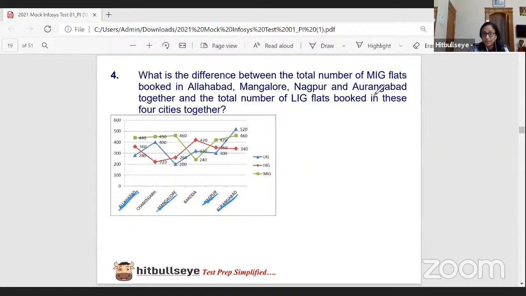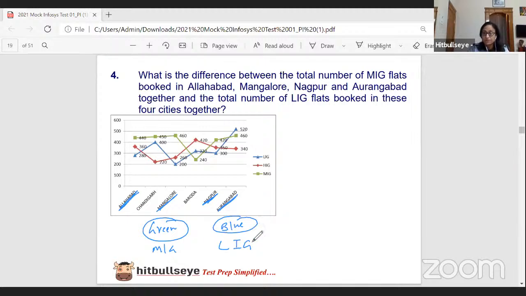For which? For MIG. MIG is for which color? MIG is the green figures. Okay. And they are saying, what is the difference between the total number of MIG flats booked for these and the total number of LIG flats booked in these. So they are not at least confusing you with the cities. They're keeping the cities same. First, they are talking about their MIG sum, and then they are talking about their LIG sum. That's it. LIG is which color? Blue color. So you have to read the green figures, add it up. You have to read the blue figures, add it up, and find their difference.